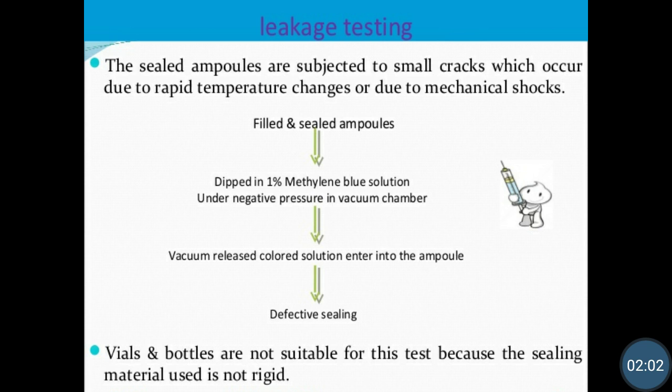So to check any type of cracks or capillary pores or incomplete sealing of the ampules, we have to do the leakage test for those ampules. To check the proper sealing of those ampules, okay, or the airproof sealing of those ampules. So while doing this test, the sealed ampules are subjected to small cracks which occur due to rapid temperature changes or mechanical shocks. The filled and sealed ampules are immersed or dipped in a 1% methylene blue solution under negative pressure in the vacuum chamber.